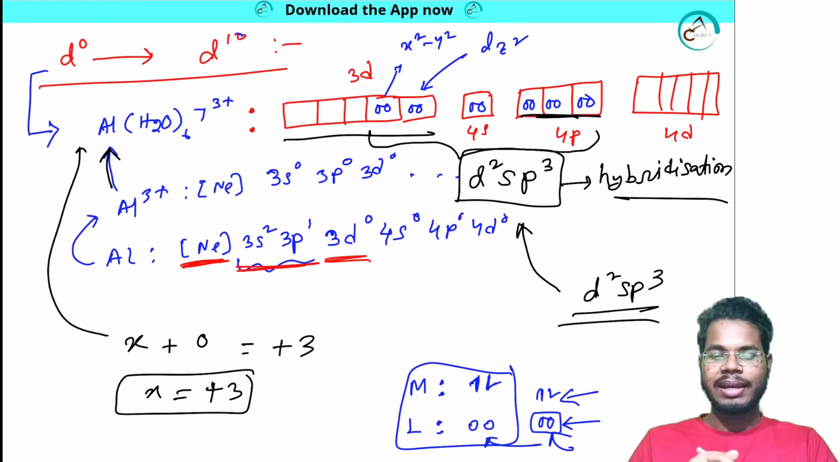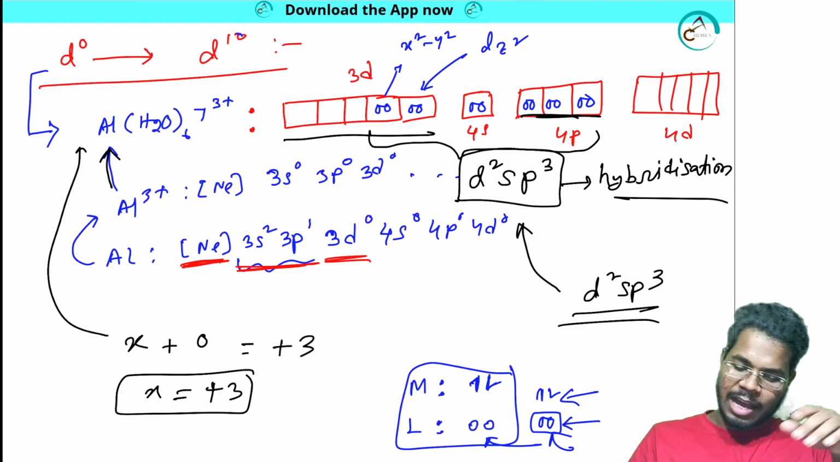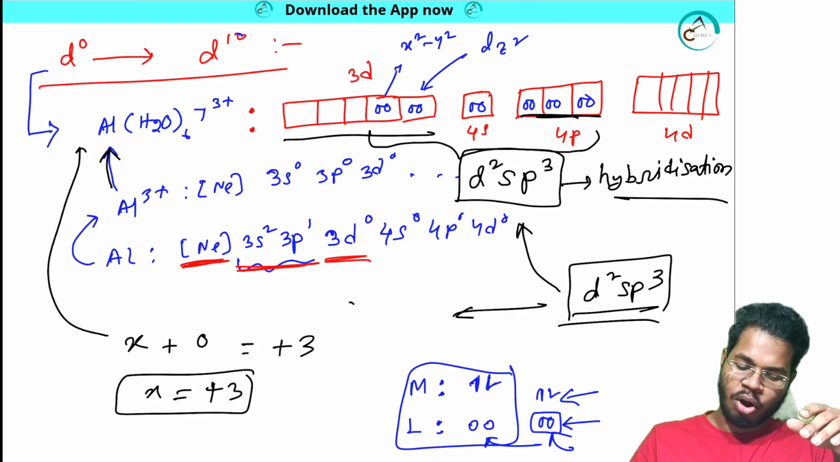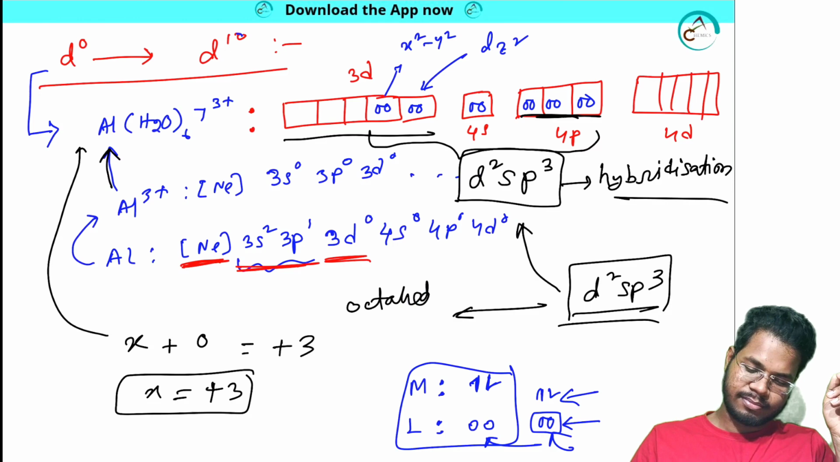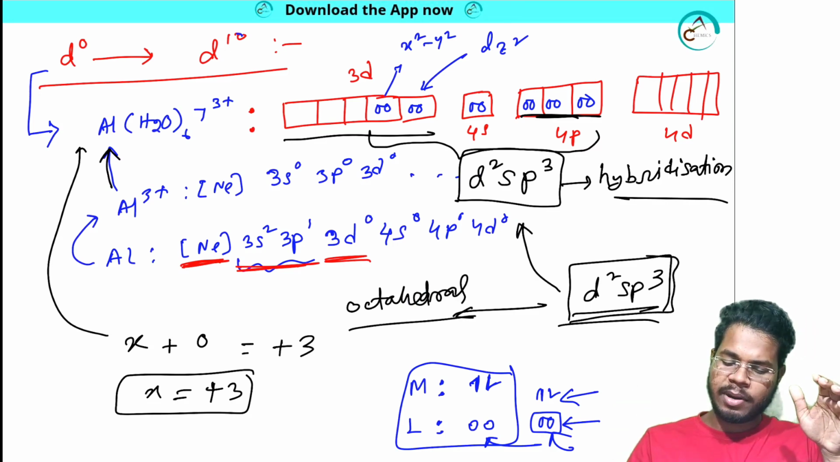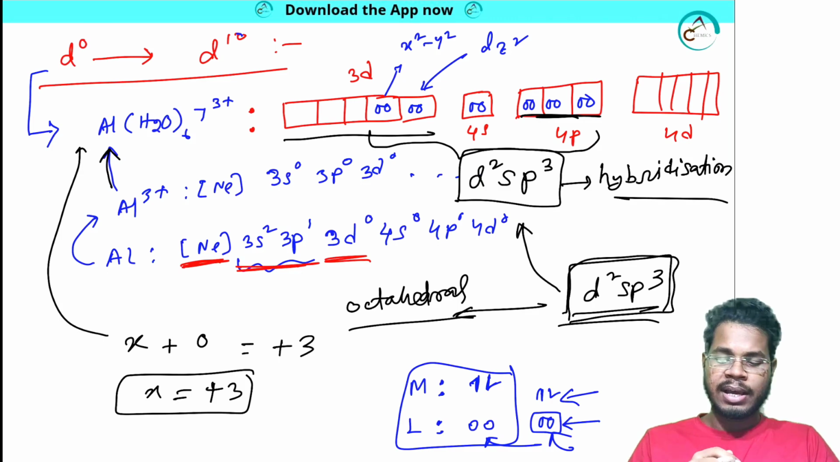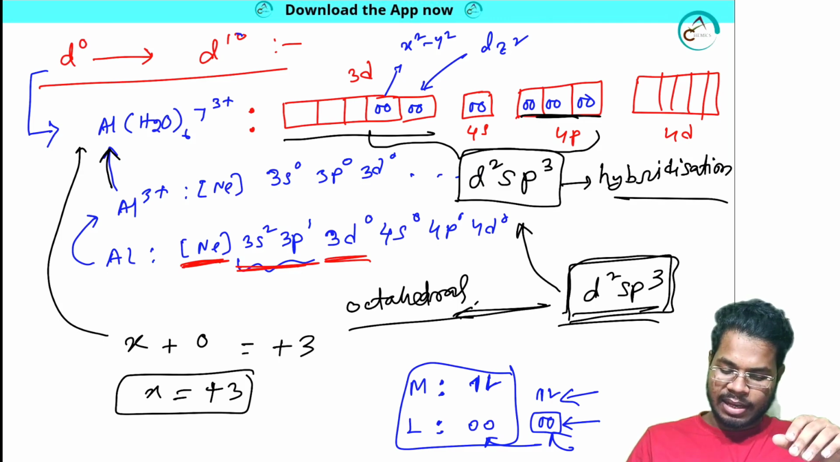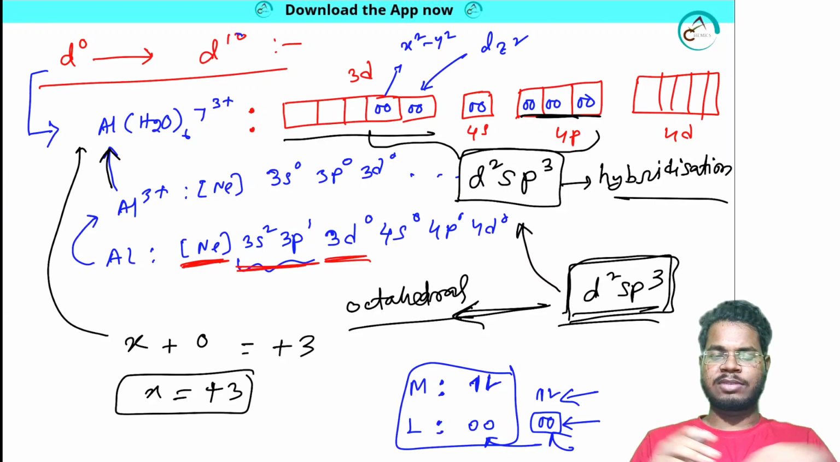Okay, the hybridization should be d2sp3, and this hybridization will determine the structure as octahedral. If the system has this hybridization, if the metal complex has this hybridization, then you can say that the structure of the metal complex is octahedral.